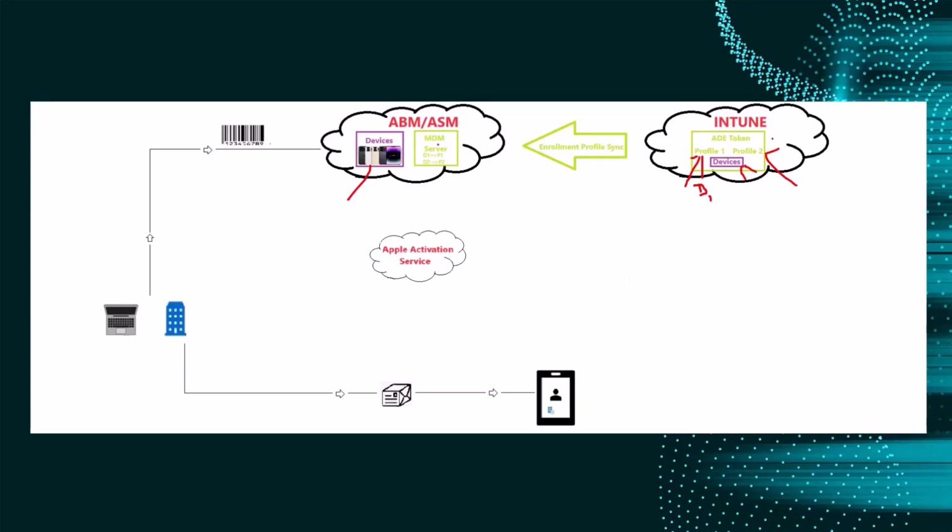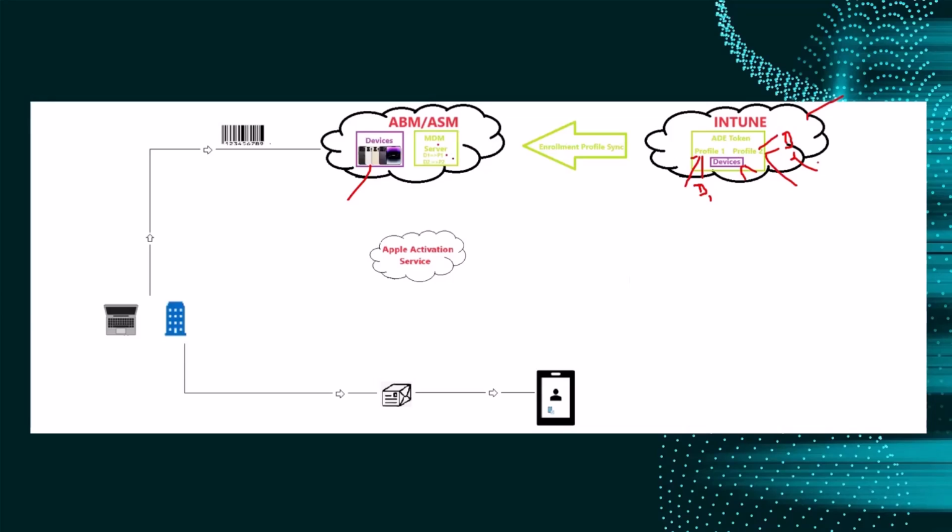And for devices that need a different kind of out of the box experience, they are categorized and assigned a different kind of profile. Let's in this case call it device 2. Now once I have done this assignment of the ADE profile to a specific device in the Intune portal, then again a sync runs and Intune informs that to ABM or ASM. So to device 1, I have assigned profile 1, and to device 2, I have assigned profile 2.